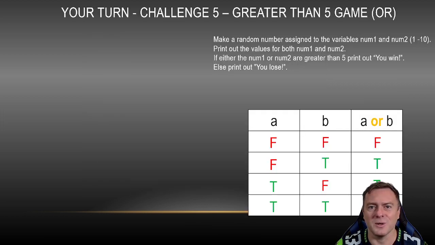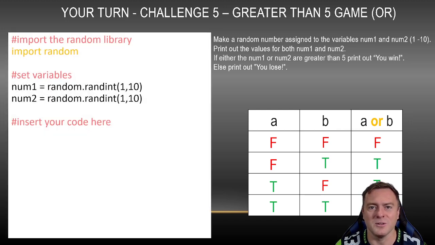So we're going to change the OR game a little bit different now. So now what we're going to do is make the random number generator work again. But this time we're going to use OR, and we're going to check to see if number 1 or number 2 are greater than 5, and print out you win. So pause the video, change your code around, and see what happens.